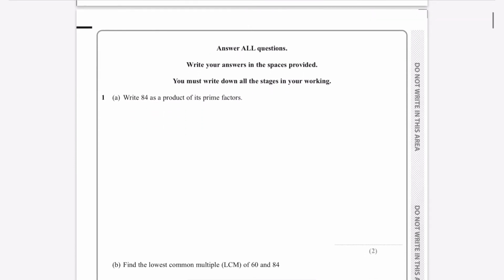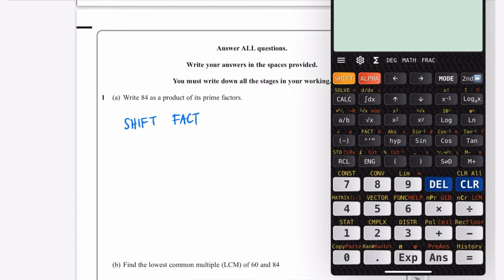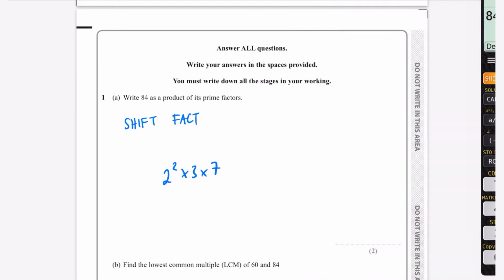Okay, so the first one, it says, write 84 as a product of its prime factors. Well, there is a shortcut to do this on your calculator. You can just press shift and then you can just press fact. So if I just clear my calculator for a second, all you do is you type in 84, you press equals, you press shift, and then you press fact, which is above the 8, 2 buttons up, you can see the fact button there. And immediately it just gives you your answer, which is 2 squared times 3 times 7. Very easy 2 marks there.